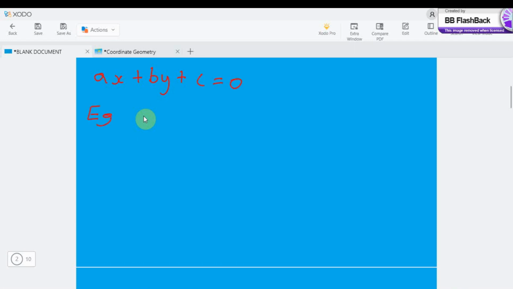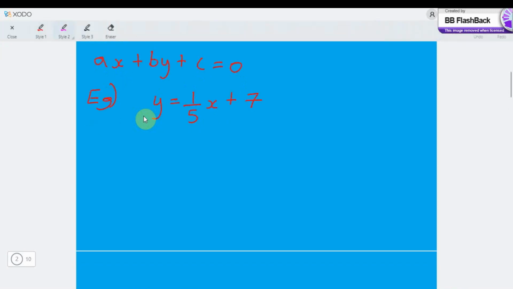So for example, let's say I gave you the line y equal to 1 over 5 x plus 7. To get it in the form that we need, the first thing you'd need to do is multiply the equation through by 5. Why? You need to get rid of the fraction. Your aim is always to get rid of the fraction. So you get 5y is equal to 5 times 1 over 5, which is just 1, so that's 1x. 5 times 7 is 35. You then bring everything to one side, so you'd bring over the 5y, so 0 is equal to x minus 5y plus 35.